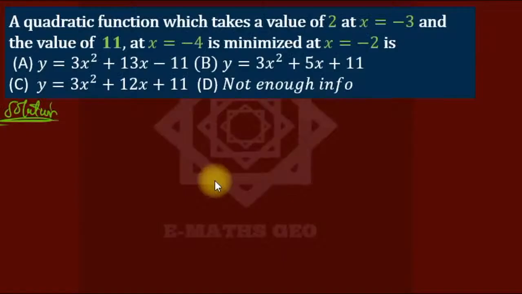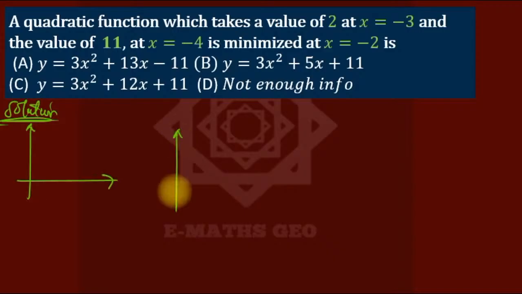A quadratic function which takes a value of 2 at x equals -3 and the value of 11 at x equals -4 is minimized at x equal to -2. The first thing we have to know is that every quadratic function, whether concave up or concave down, let me draw two different curves. So this is concave up, while this is concave down.